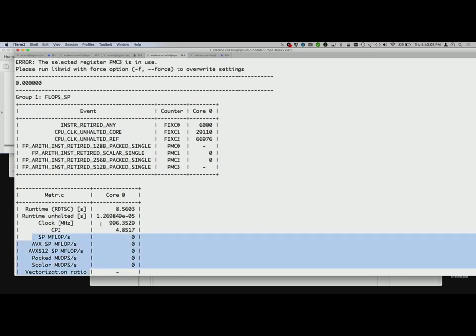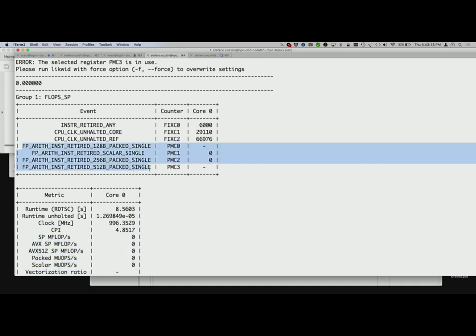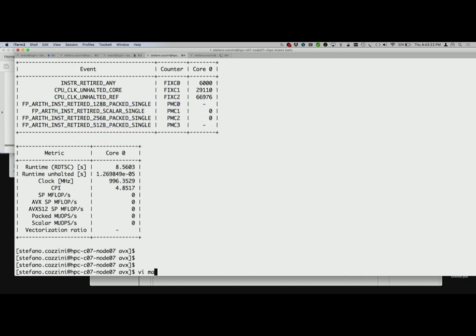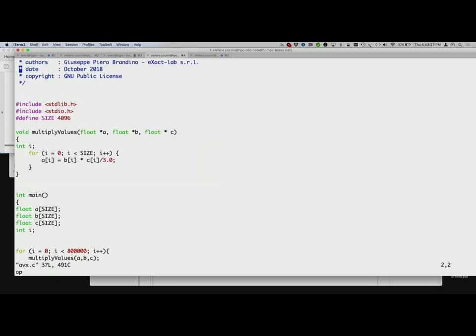No, I'm not reading correctly this hardware counter actually. Let me see. No, this should be.